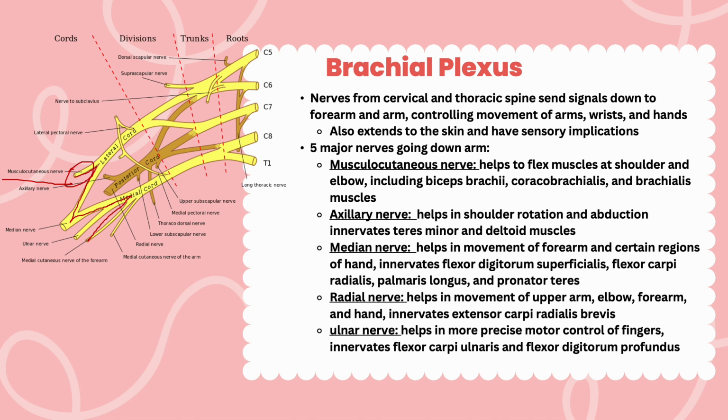The next nerve is the axillary nerve. This actually is behind this M, going from the root, or C7, down the trunk into the division, down the posterior cord, and here's that branch right here of the axillary nerve. The main function of the axillary nerve is it helps in shoulder rotation and abduction, and it innervates teres minor and deltoid muscles.